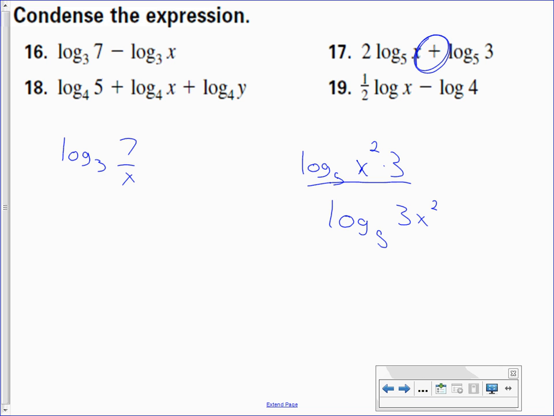18 then. What'd you get on 18? Log base 4 of 5xy. Everybody agree? Very good. So, then on the last one.